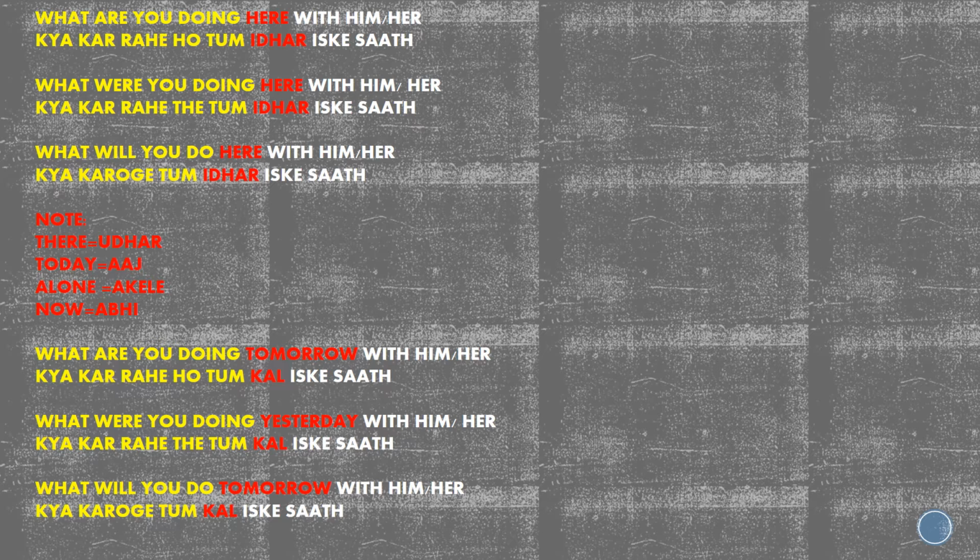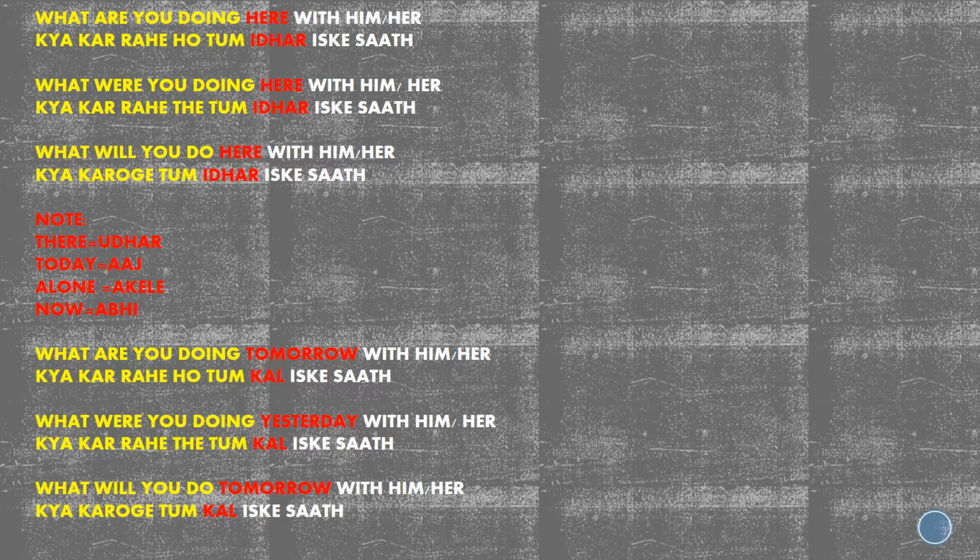Now just add what are you doing here with him or her. Now the Hindi meaning is क्या कर रहे हो तुम इधर इसके साथ, with him or her. Here, either it is him or it is her, so it doesn't matter. It's regardless of gender. You can say it to both. If you want to ask a person what are you doing here with him or with her, it's the same. You just have to use iske saath. It's regardless of gender.